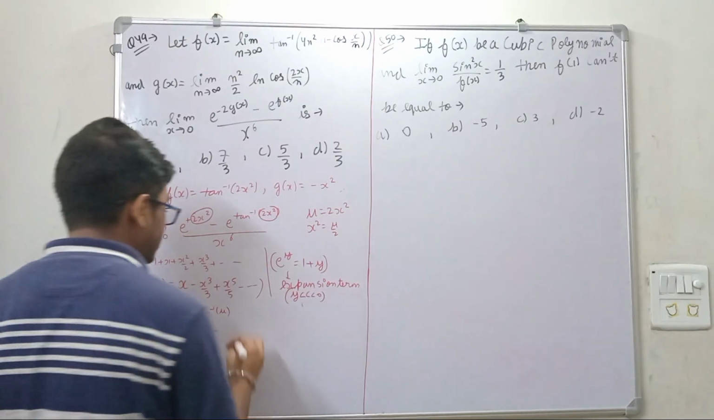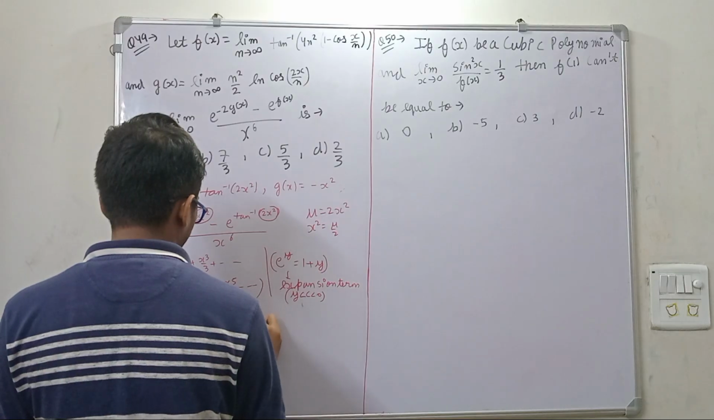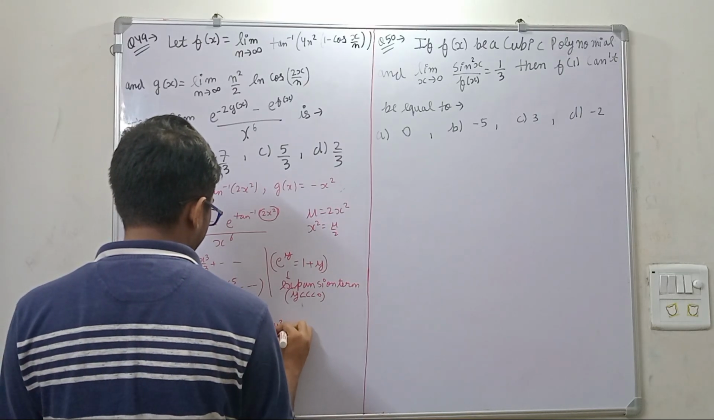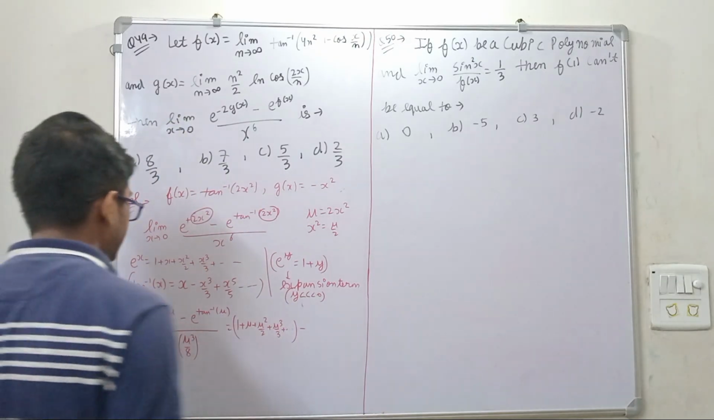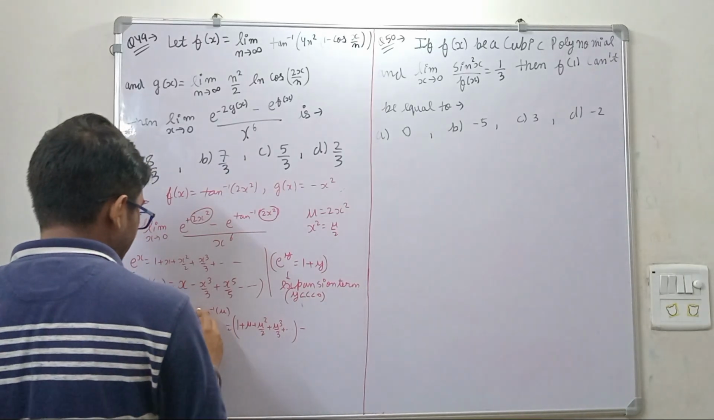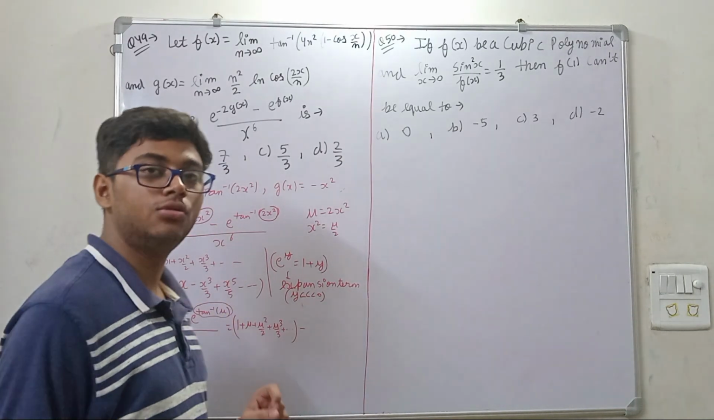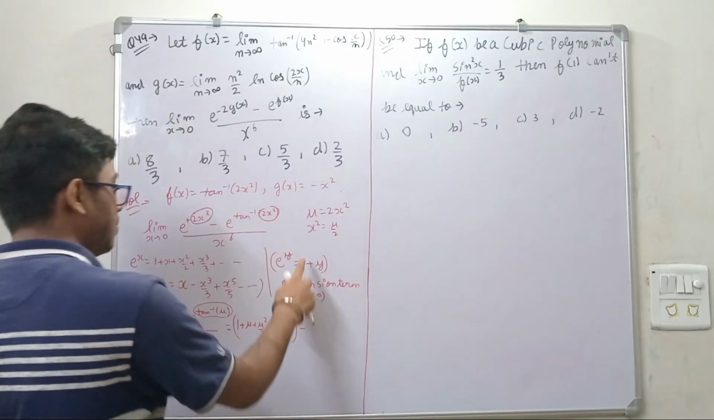Okay, now just apply the series expansion. e to the power u will be what? 1 plus u plus u square by 2 plus u cube by 3 factorial and so on. And what will be e to the tan inverse u? Tan inverse u is tending to 0, it is also very small, because it's an ITF, inverse trigonometric function. So we can apply this property.